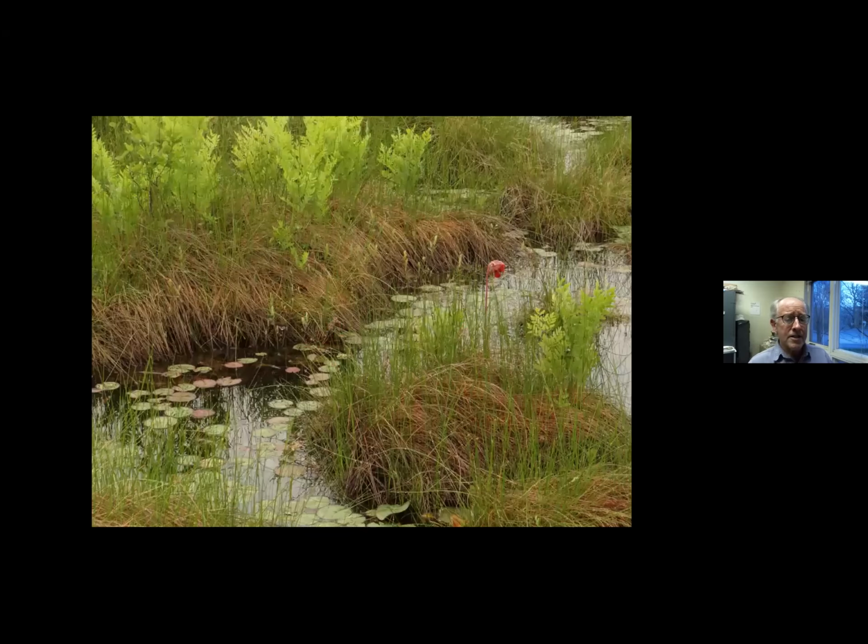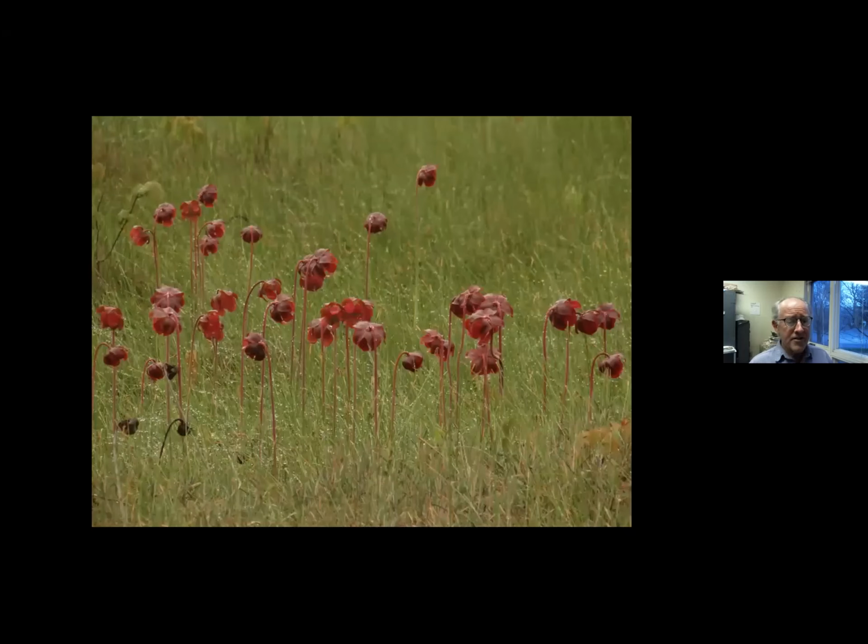So here is a floating ridge fen, a floating peatland. You can see lots of sedges, lots of royal fern, standing water pools, a pitcher plant in full bloom, quite a beautiful plant. This is our native northeastern North American pitcher plant, Sarracenia purpurea.